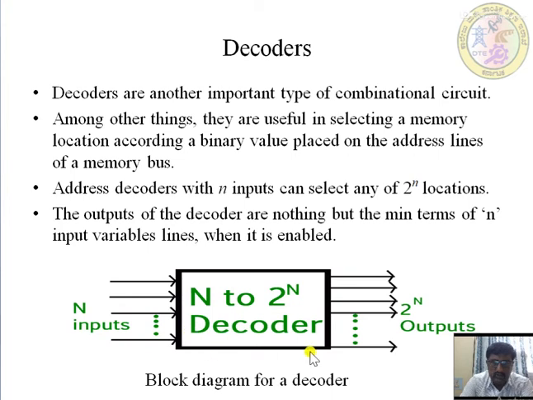If I go through the block diagram, it has n inputs and 2 raised to n outputs. So we can mention it as a 2:4 decoder, or a 3:8 decoder, or a 4:16 decoder. Address decoders with n inputs can select 2 raised to n locations. The outputs of the decoder are nothing but the minterms of the input variables when it is enabled.